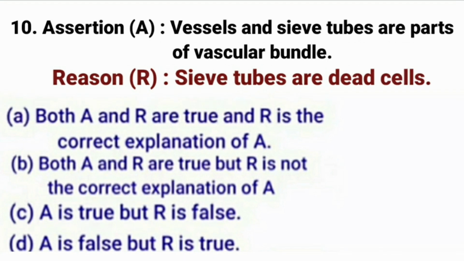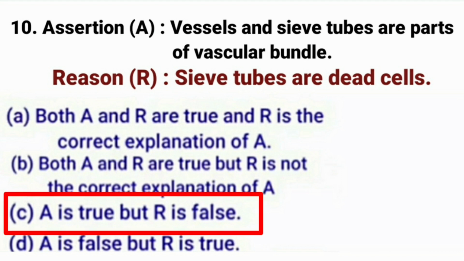Next question, assertion: vessels and sieve tubes are parts of vascular bundles. Reason: sieve tubes are dead cells. In this question, the assertion is correct. Vessels and sieve tubes are parts of vascular bundles. Vessels are the conducting tissue of xylem and sieve tubes are the conducting tissues of phloem. The statement of reason, sieve tubes are dead cells, is false because sieve tubes are living cells. So here assertion is true, reason is false. So the correct answer is option C.